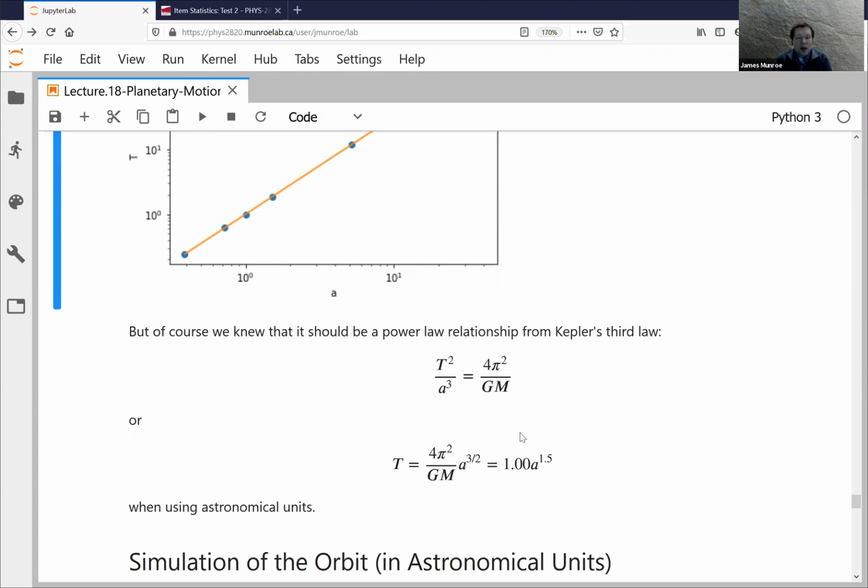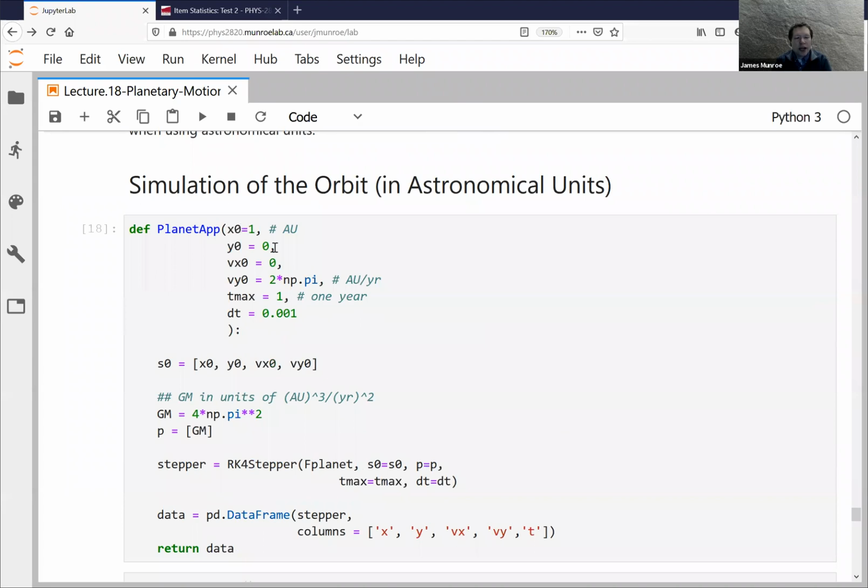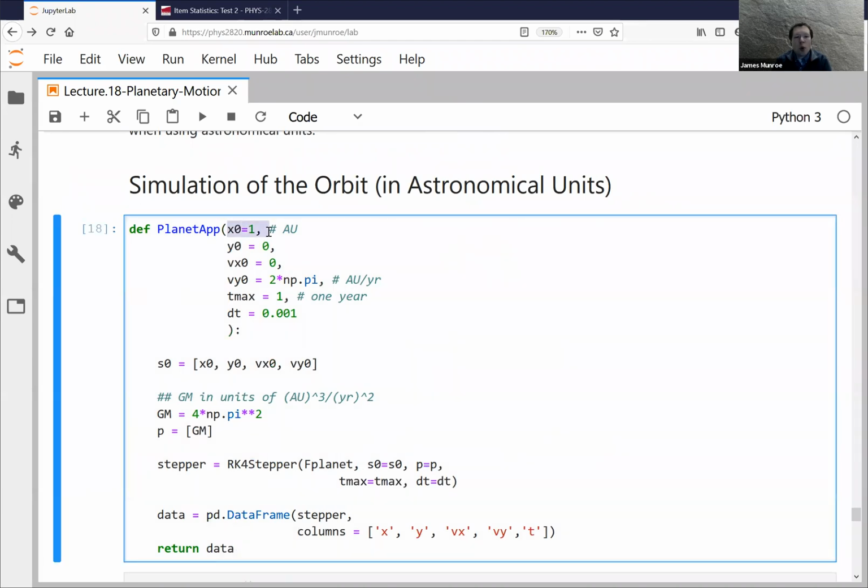Last step. We solved this problem with SI units, with meters, seconds, and squares. Let's solve this with astronomical units to show you how the code cleans up. If I write it so that my defaults are now x equals 1 astronomical unit, initial speed is 2 times pi, the maximum time is 1 year, this function gets a lot cleaner. GM gets a lot cleaner.